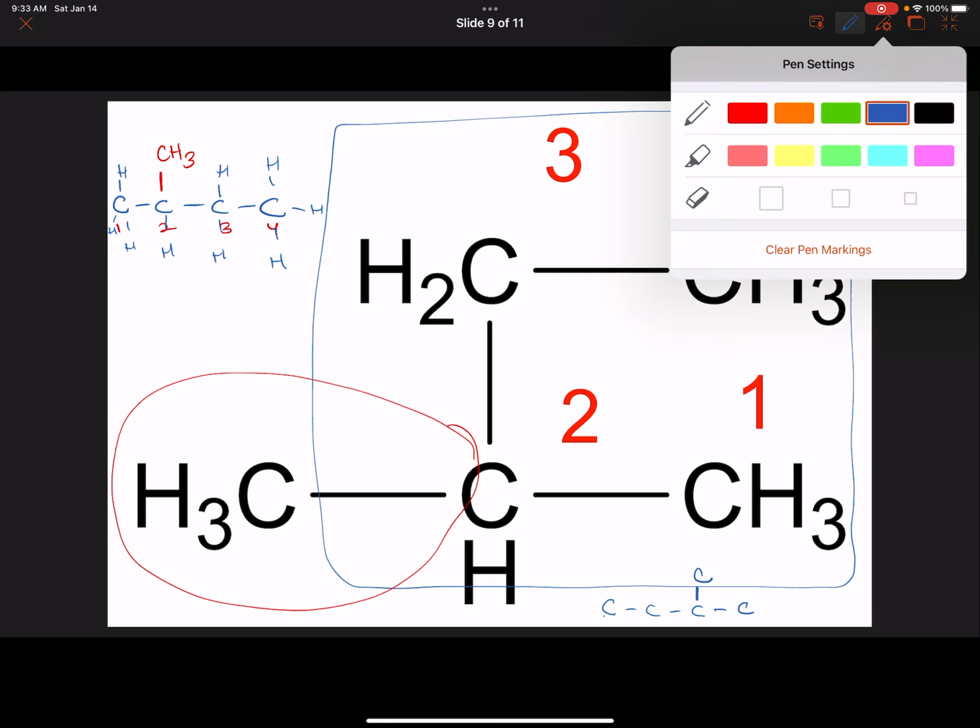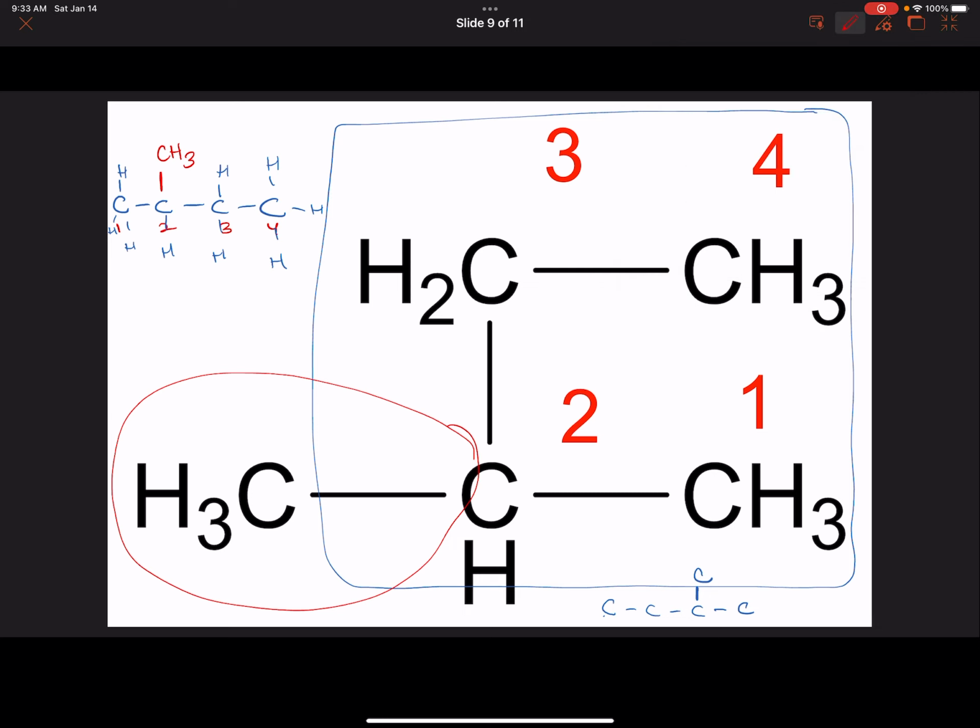Now when we count our chains, remember we count from the end closest to the branch. So in that first structure I drew, the branch was closest to the left, but this time the branch is closest to the right. So now we're going to start numbering from right to left. I've moved my branch to that other carbon, but it's not a new structure. It's actually my original structure just flipped over.